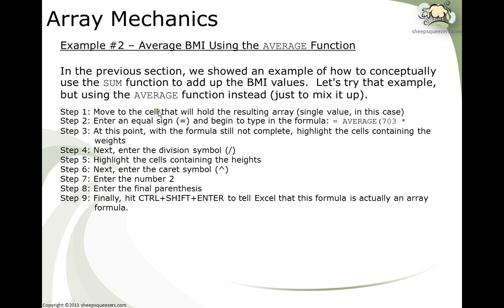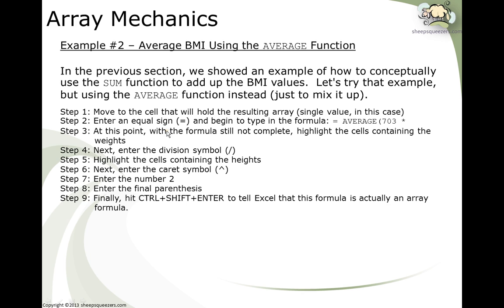Step 1, move to the cell that will hold the resulting array. In this case the array will be a single value, because I'm going to compute the average across things. So find some single value to enter in your array formula. Enter in an equal sign as you normally would with a formula, and begin to type in the formula: equals average left paren 703 and the asterisk for multiplication.